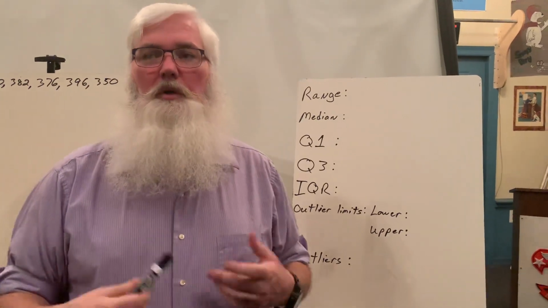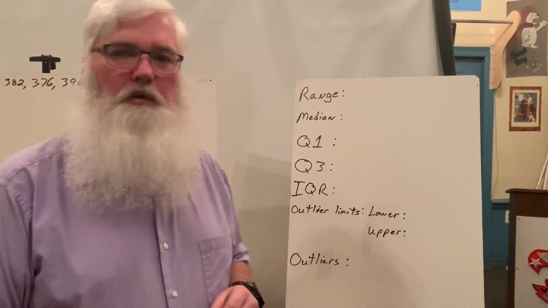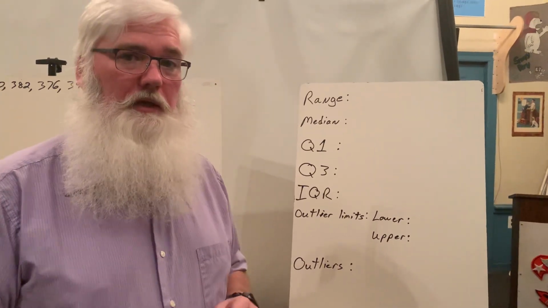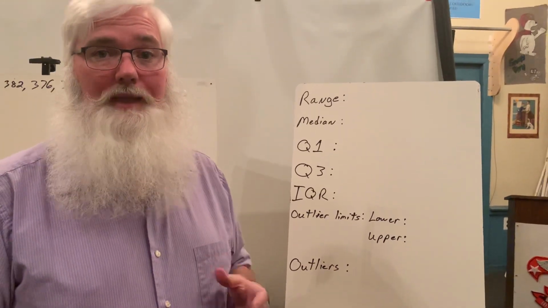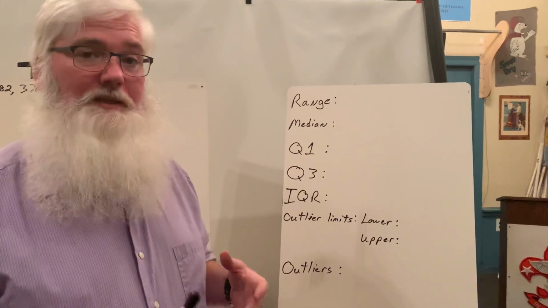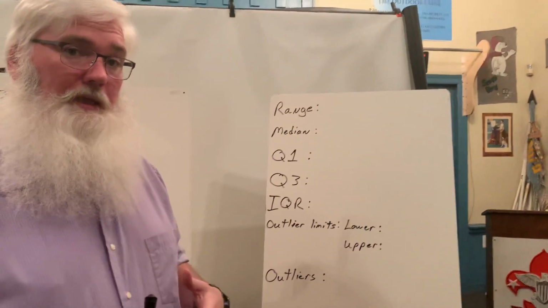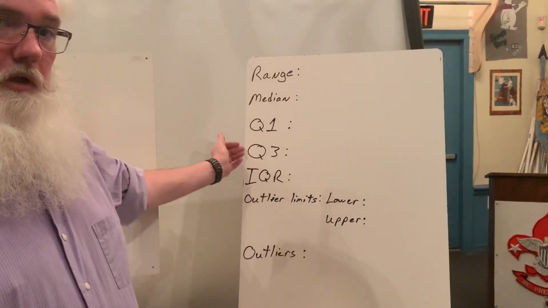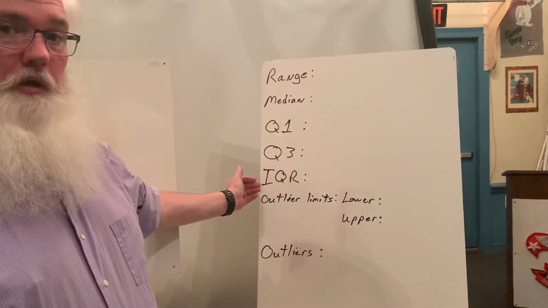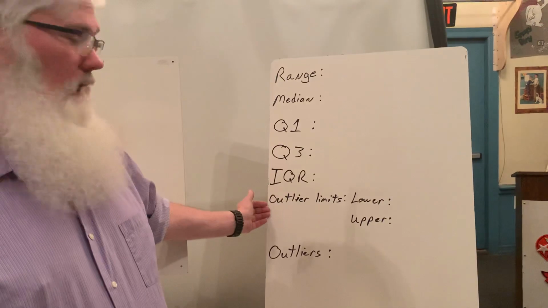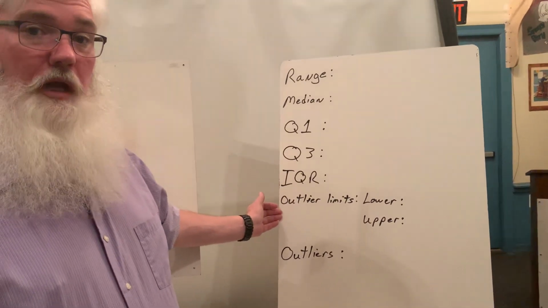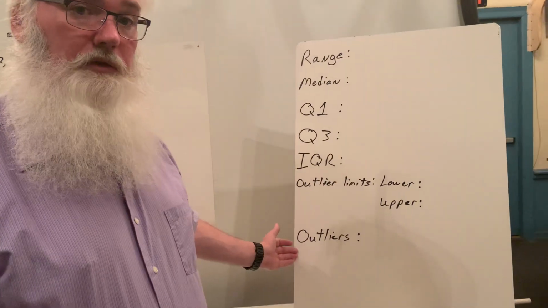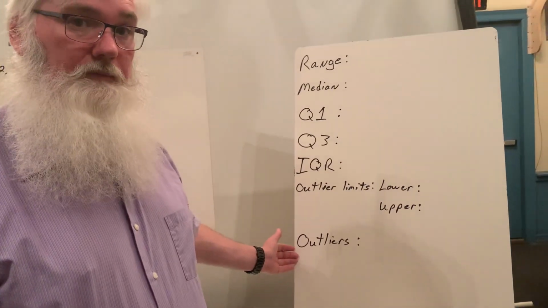Hi boys and girls, we're going to be doing one example from beginning to end. It's not going to start with a dot plot, it's going to simply start with a set of data. With that set of data, we're going to need to reorganize it, and then we're going to find the range, the median, Q1, Q3, the IQR or interquartile range, the outlier limits, the upper limit and the lower limit, and determine if there are any outliers from that data set.